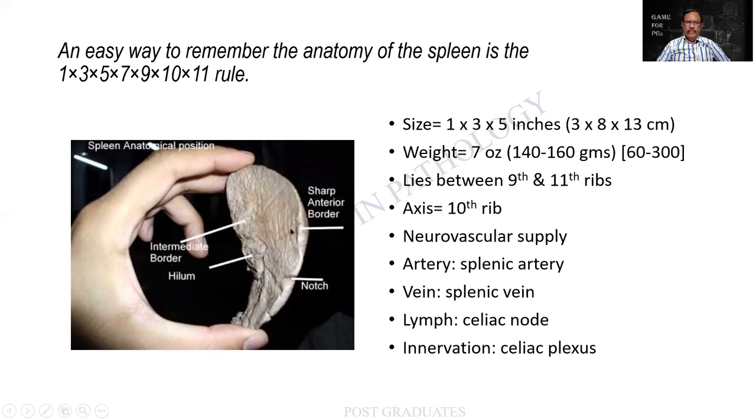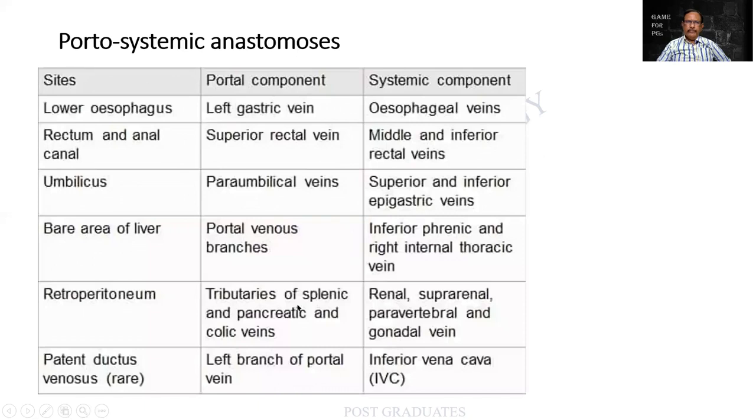And also the cut surface is supposed to be slate grey in color. It is somewhat greyish white because the specimen is fixed in formalin. So please do remember this. What are the various rules? How do you remember? And the anatomical position of the spleen.